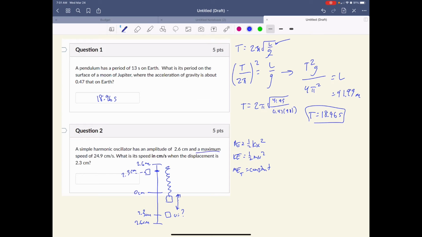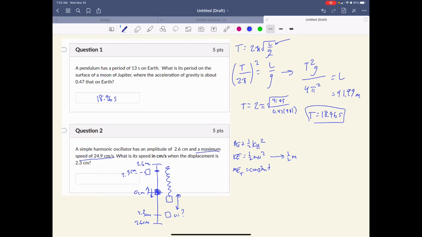So we're going to take a look at this maximum speed. That will tell us the total amount of energy in the system, because the maximum speed is right here as it's going down or up, because at that point it's at equilibrium, which means that the x value is 0, which means all the potential has turned into kinetic. So we're just going to figure out how much total energy this system has. So 1/2 mv squared. Let's just pick out this equation and solve it.